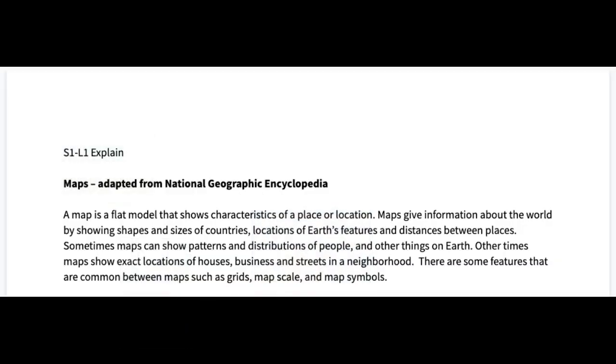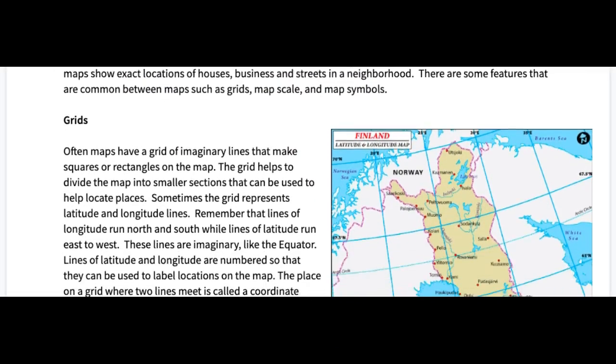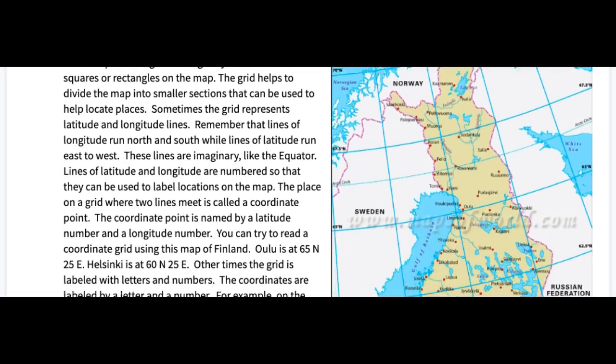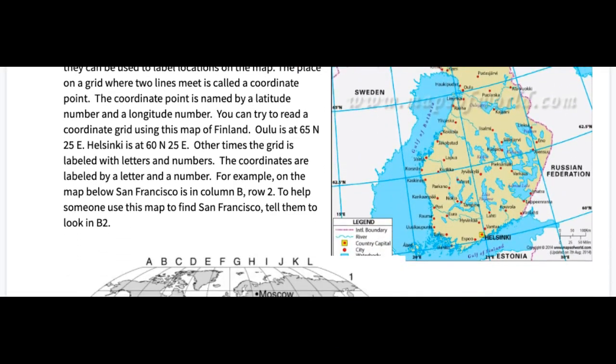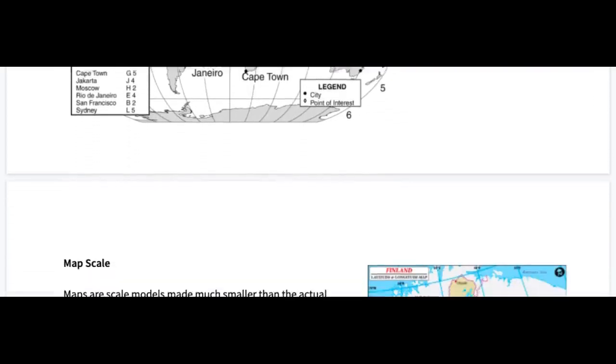In the Explain portion of this lesson, students will read an article about map features, including map keys, scales, and grids. They will participate in a class discussion to explain the importance of maps in their lives.